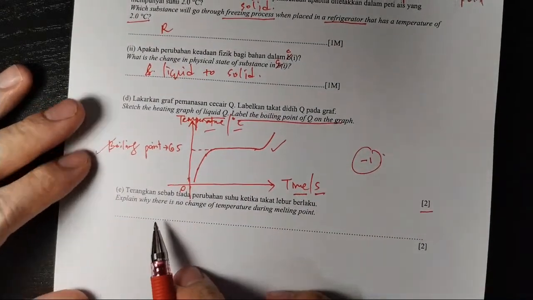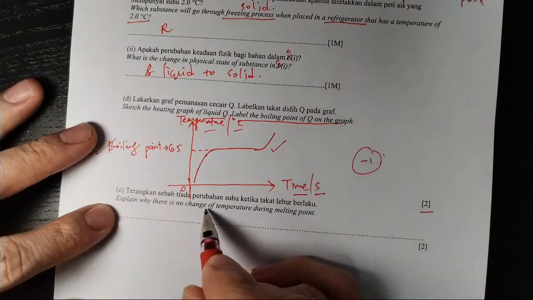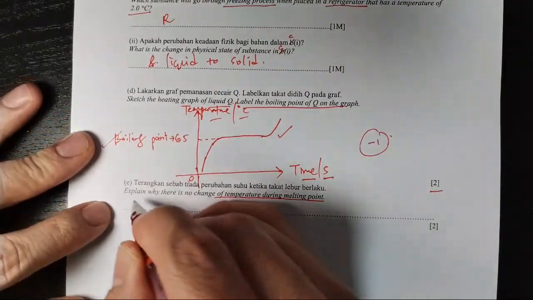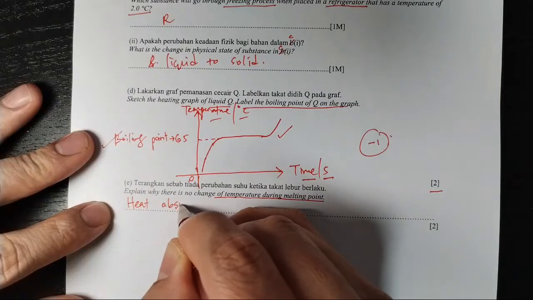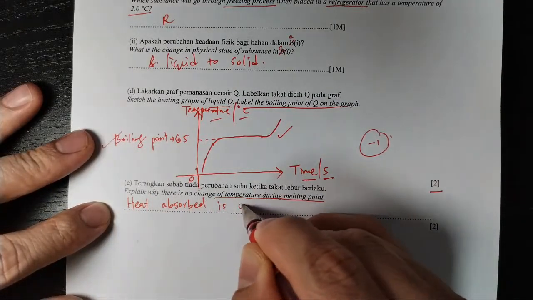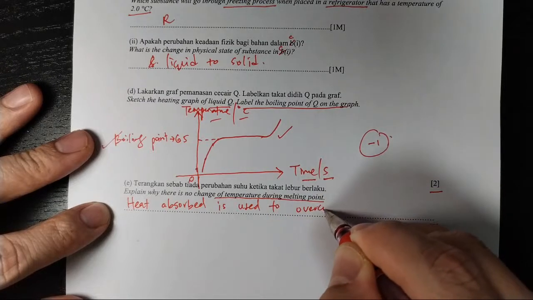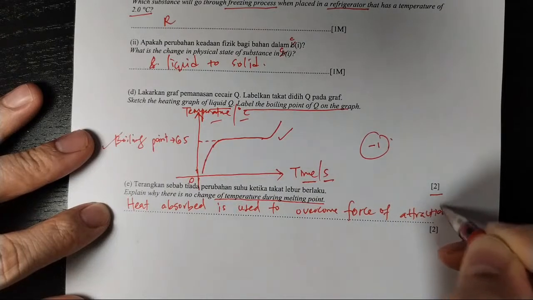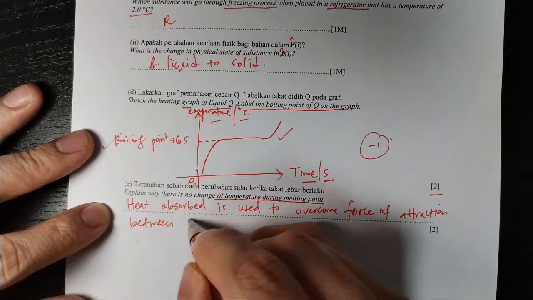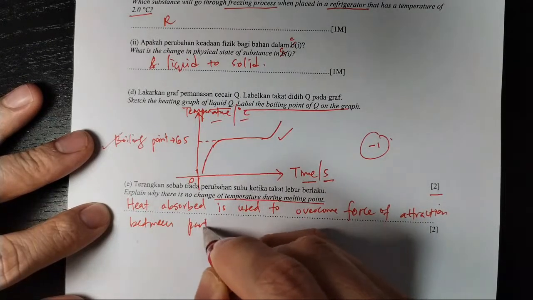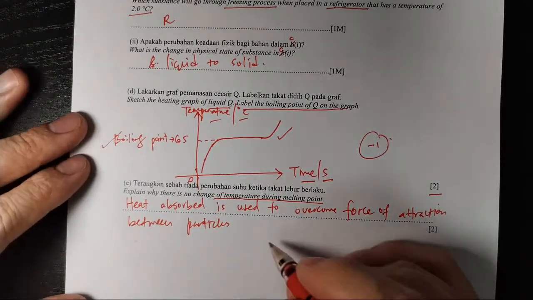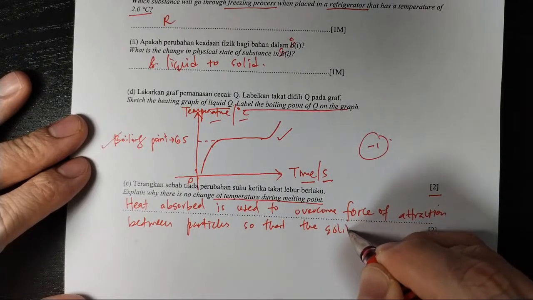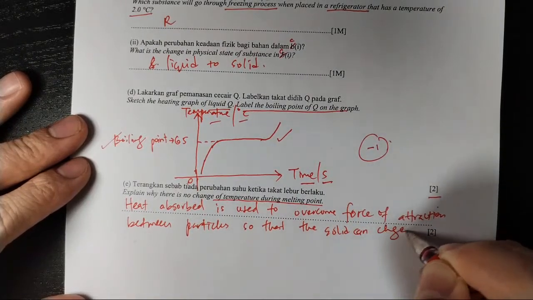Now explain why there is no change of temperature during the melting point. This one is a standard question. Heat absorbed is used to overcome the force of attraction between particles, so that the solid can change to liquid.